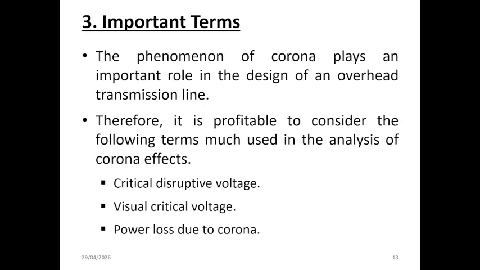To properly understand and evaluate corona effects, several key technical terms are commonly used. One of these is the critical disruptive voltage, which is the minimum voltage at which the electric field at the conductor surface becomes strong enough to start ionizing the surrounding air. Another important term is the visual critical voltage, which is the voltage level at which corona becomes visible as a faint glow around the conductors.